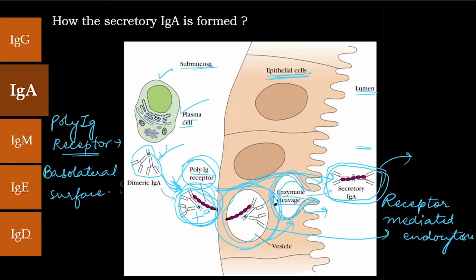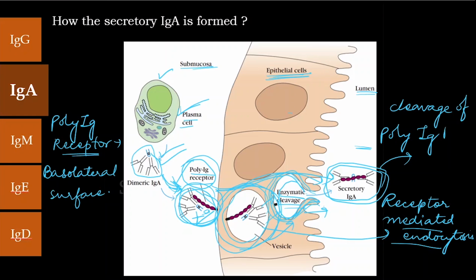In brief, we can say that plasma cells release IgA. They bind with the receptor. These receptors are transported by receptor mediated endocytosis. Then this vesicle will fuse with the luminal membrane, and after fusing, there will be enzymatic cleavage of the poly-Ig receptor. The poly-Ig receptor will be cleaved, and finally the secretory component will form and be released into the secretion. So this is the way secretory IgA is formed.